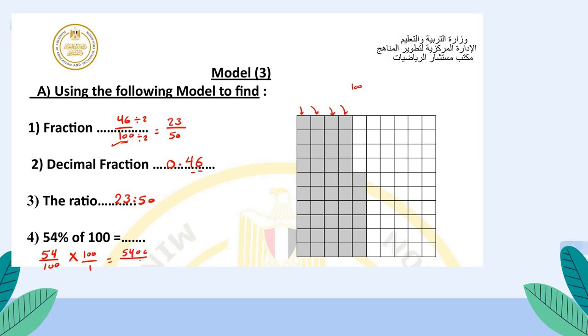It will be what? 5,400 over 100. Cancel 0 by 0. Equals 54. Or we can solve it just by looking. Why? Because 54% means 54 for each 100. If I have here 54 for each 100 and I want to find it for just 100, it will be what? Yes, it will be 54.